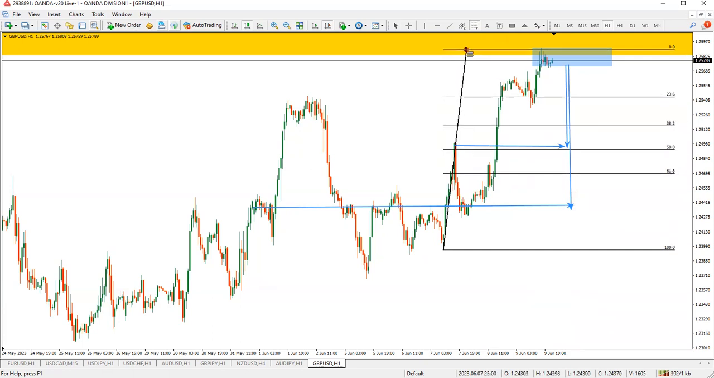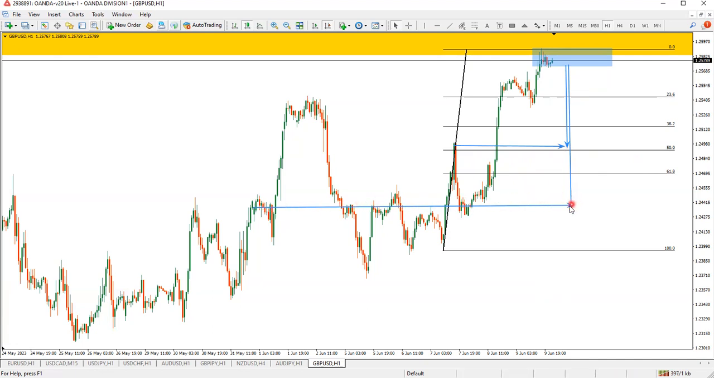Just like I said, this level here is 23.6. 23.6 here is not a good level for correction. So the next one, which is 50, is a good level for correction. 38.2 is a good level for correction, likewise 61.8. So we have our target right at the 50. So 50 is the first TP, and the second TP is at this very level here.